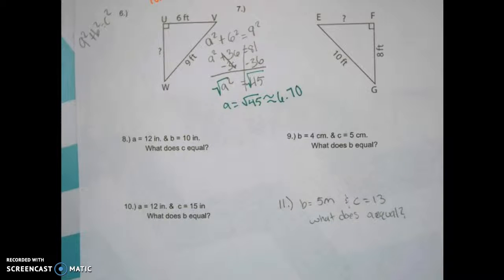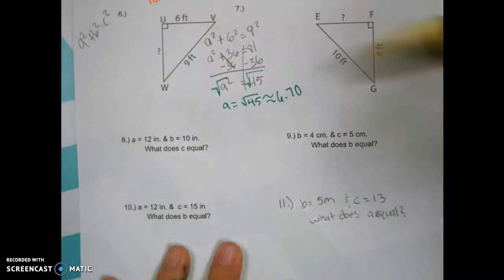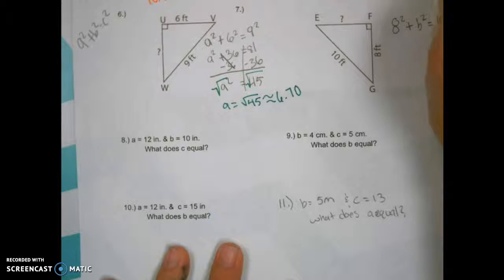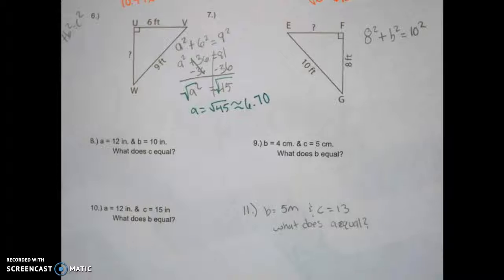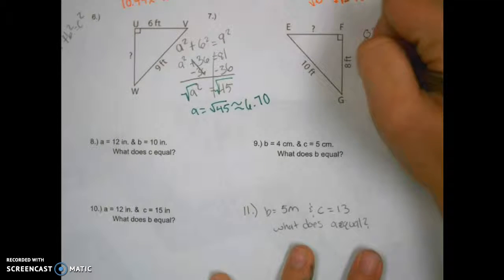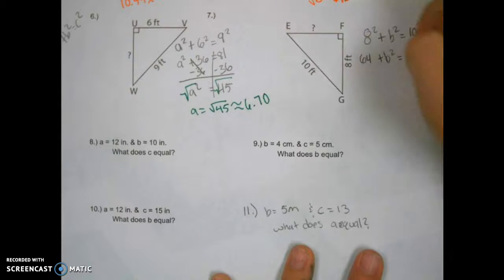Alright. Now for this one I know my a and my c, so I'm going to find my b. So 8 squared plus b squared equals 10 squared. If it helps to label each side, that's perfectly fine. You can do that. 8 squared, 8 times 8 is 64, plus b squared, and 10 squared is 100.